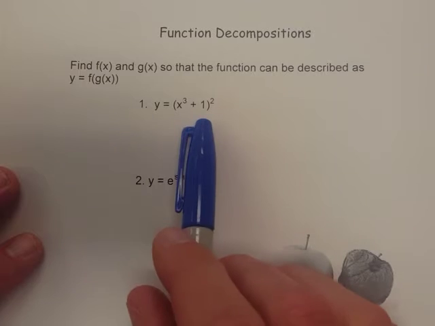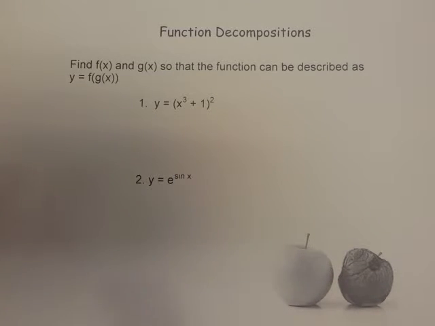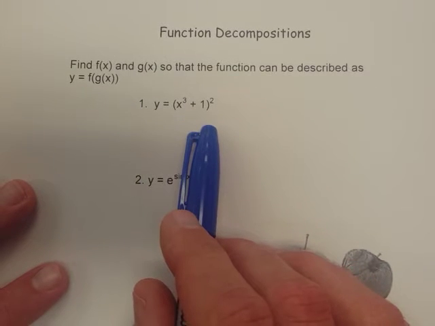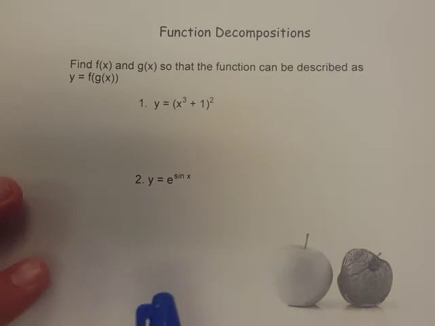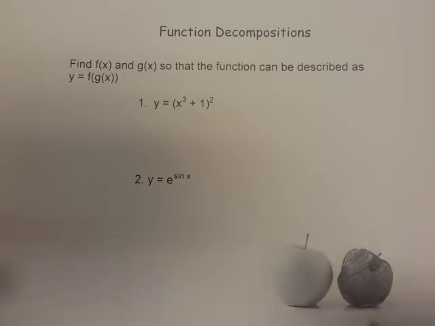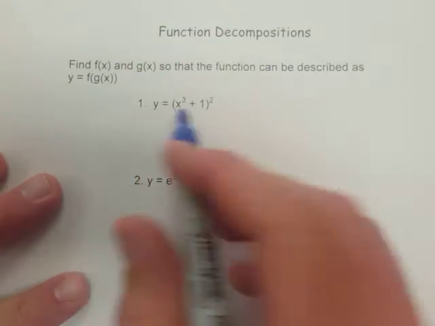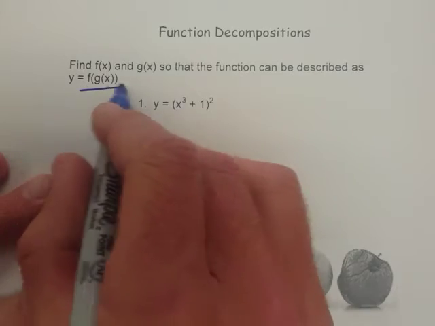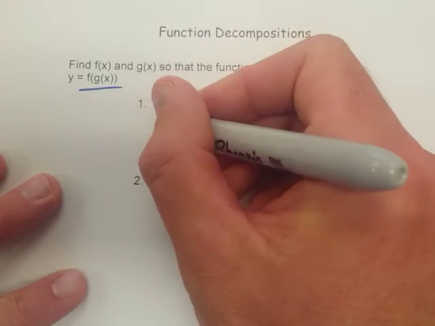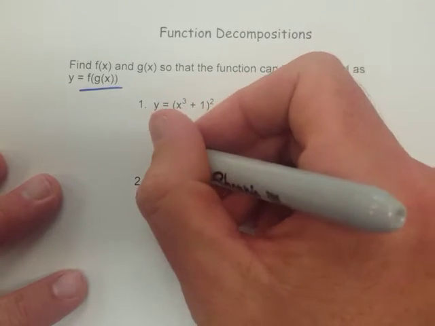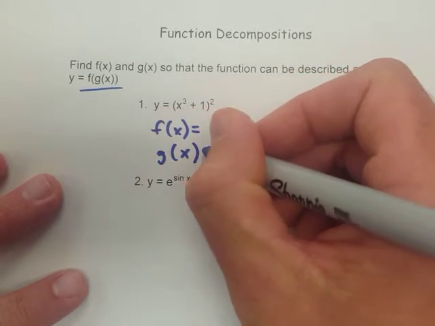We're going to decompose these functions and find out, so if we were to take this function right here, number 1, what would be possible functions that could come out of that? So if we said that y was f of g of x, that being the case, what would be a possibility for f of x and what would be a possibility for g of x?